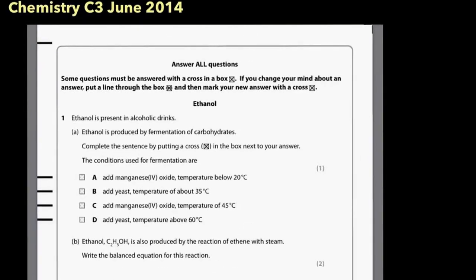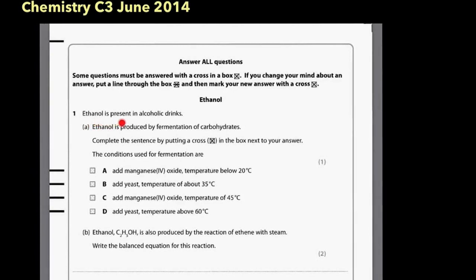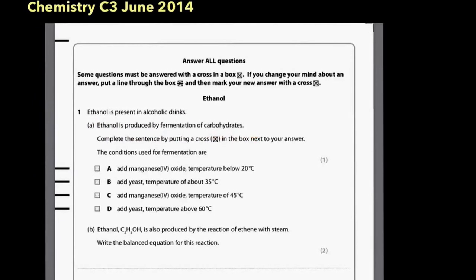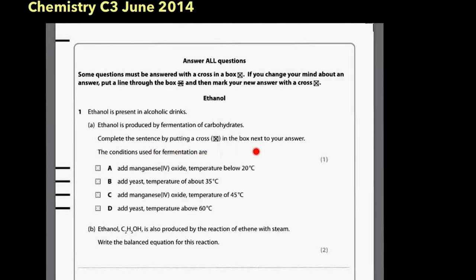So for the first question, it says, ethanol is present in alcoholic drinks. Ethanol is produced by fermentation of carbohydrates. Complete the sentence by putting a cross in the box next to your answer. The conditions for fermentation are, so the answer for this is B. It's add yeast at a temperature of about 35 degrees.